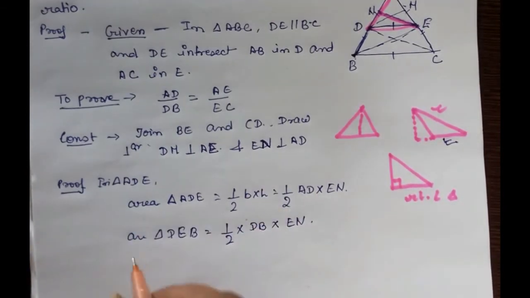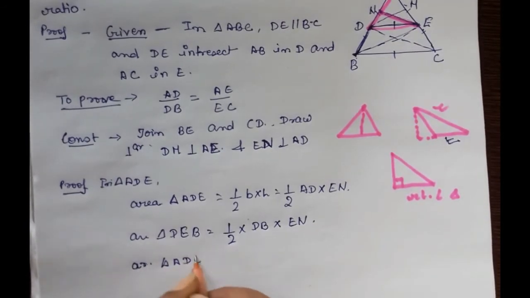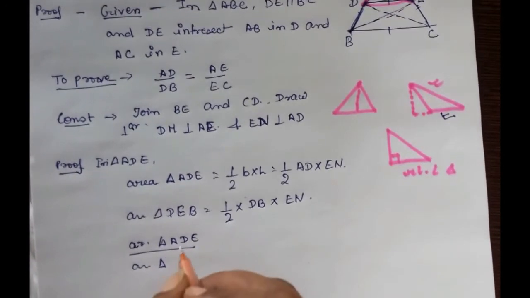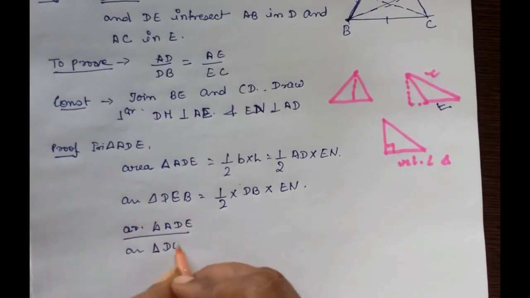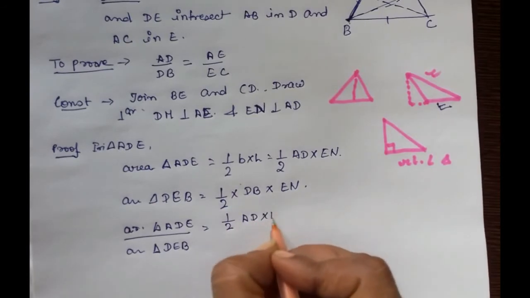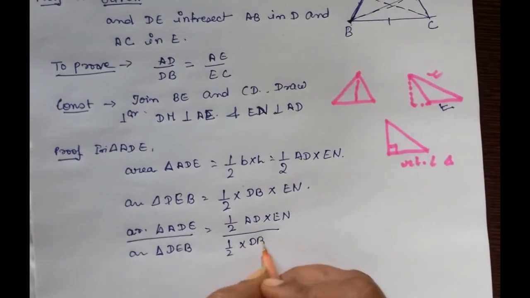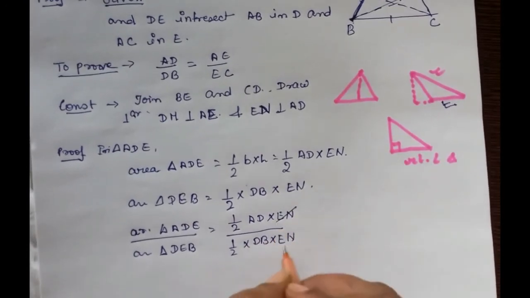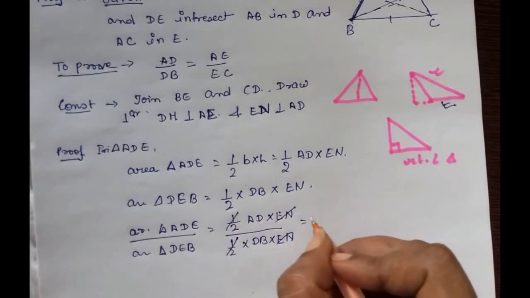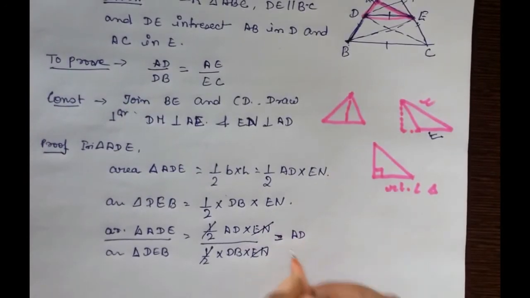Now divide these two triangles. Area of triangle ADE divided by area of triangle DEB. What do we see here? Half AD into EN divided by half DB into EN. This EN cancels, this half cancels. Our result comes to AD upon DB.